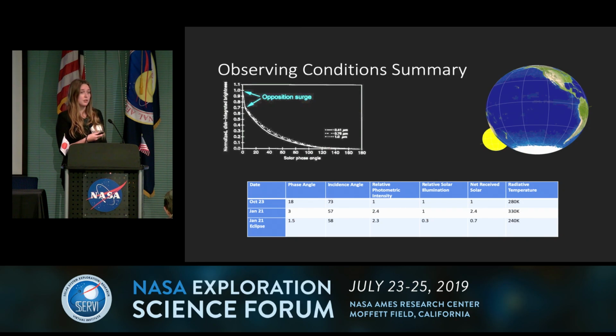However, when it goes into eclipse, we're still getting close to 2.5 times the reflected light, but we've reduced the solar illumination by about a third. So we're only getting about 70% of the light as we got for our mid-phase angle observation, but we've turned the temperature down to 240 K, which is pretty cool.